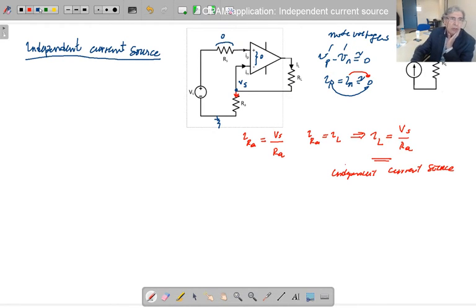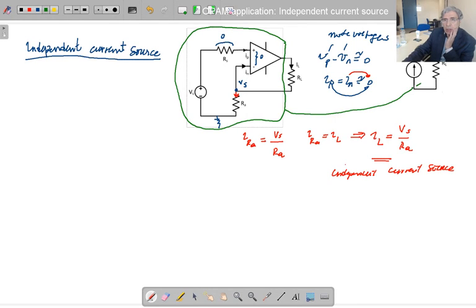So we can show now this circuit, which is in the dot square, as an independent source like that, of which current is Vs over Ra. So by choosing the right Ra value, you can arrange the independent current source current value. So this is a good example of the usage of operational amplifier in practice. So that's the end of this video.